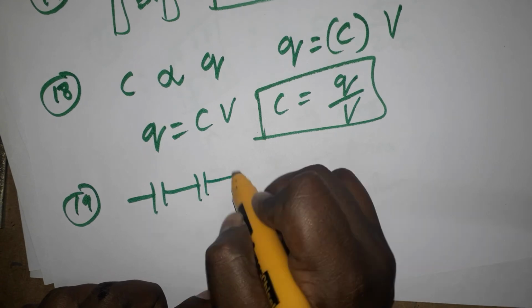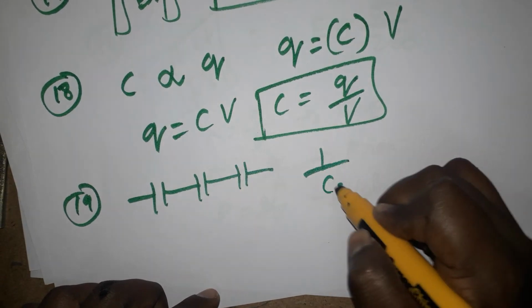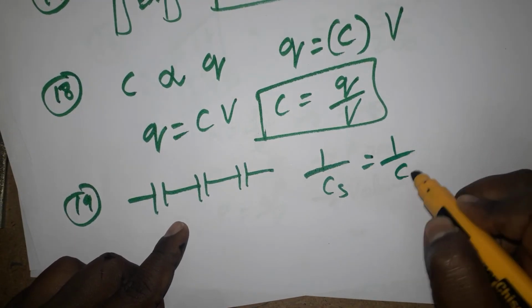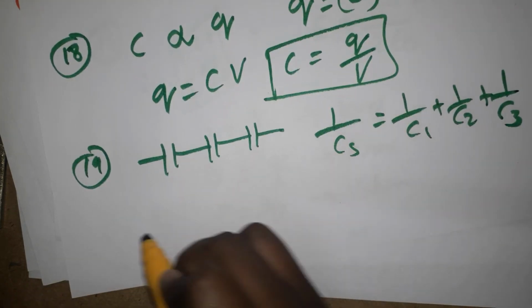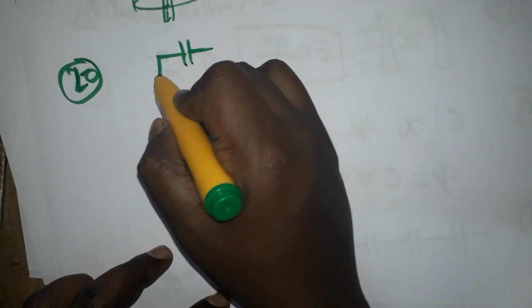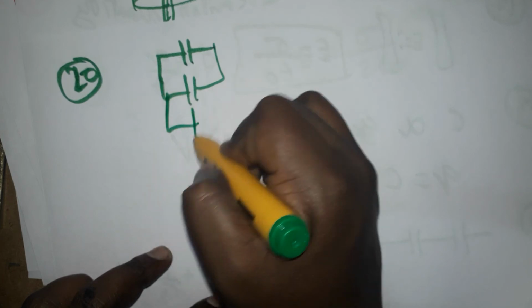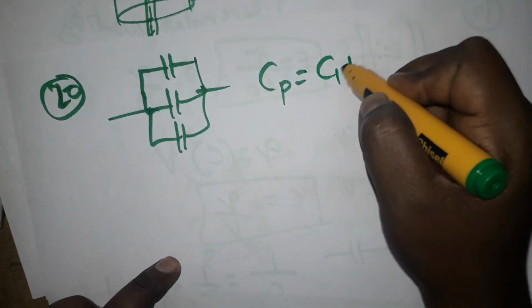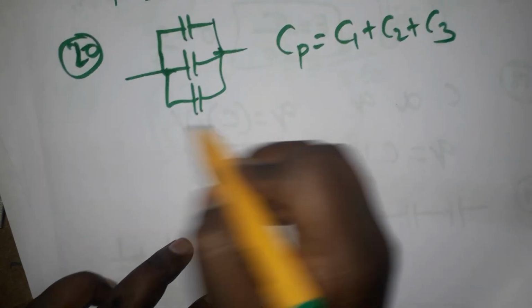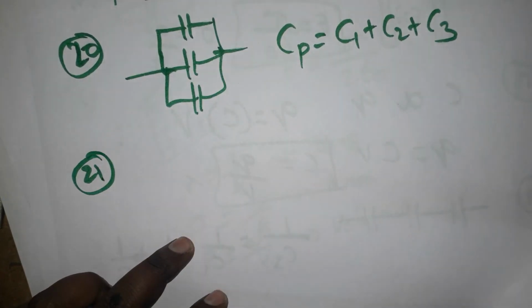The 19th formula. Capacitance in series. 1 by the equivalent capacitance in series is 1 by C1 plus 1 by C2 plus 1 by C3. Formula number 19. Then 20, three capacitances in parallel. Capacitance in parallel is C1 plus C2 plus C3. Direct addition.